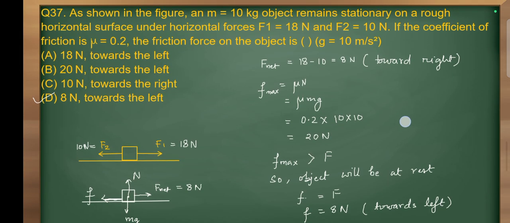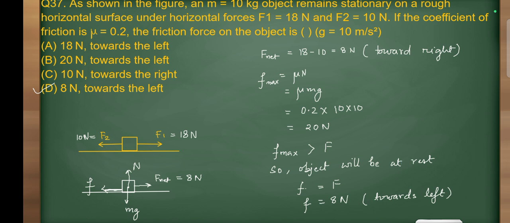Question number 37. As shown in the figure, a mass of 10 kg object remains stationary on a rough horizontal surface under horizontal forces F1 = 18 Newton, F2 = 10 Newton. If the coefficient of friction mu is 0.2, the frictional force on the object is, where g is given as 10 meter per second square. Here two forces are given, F1 of 18 Newton acting in the right direction and F2 of 10 Newton acting in the minus x direction.